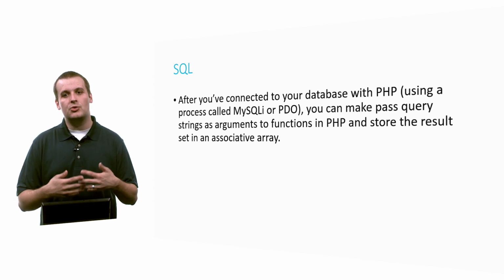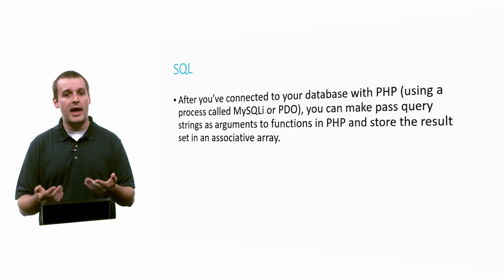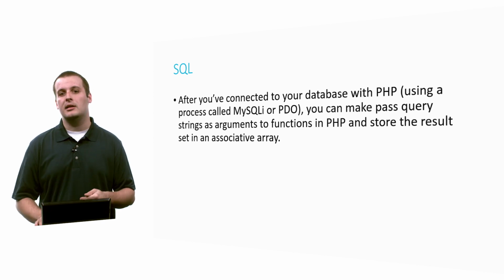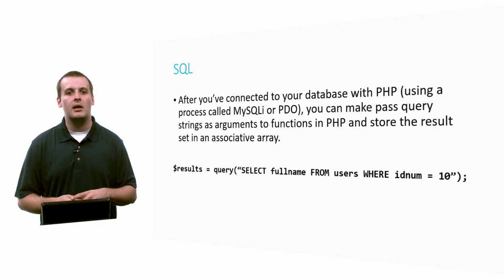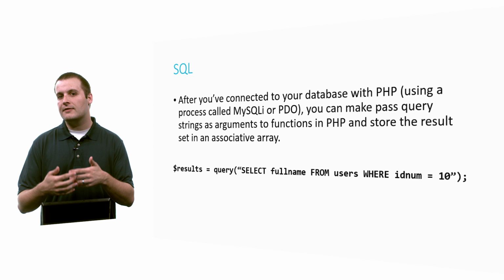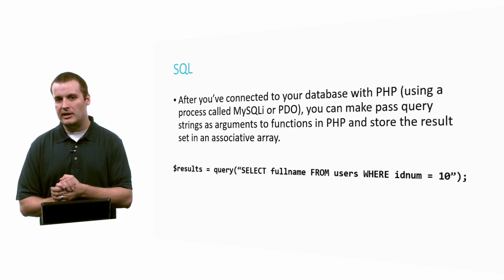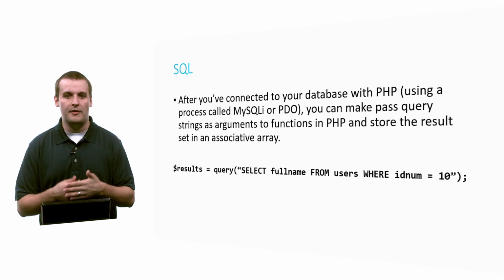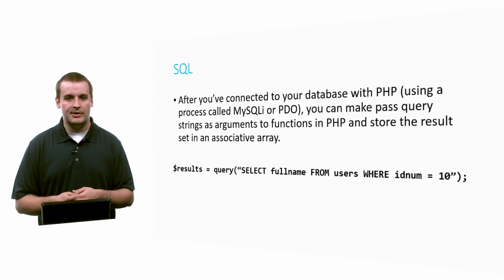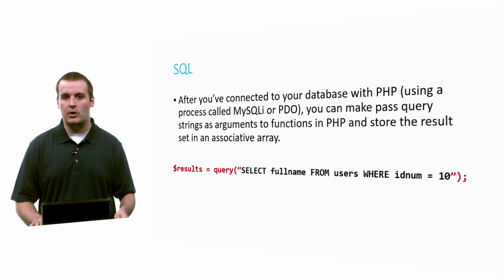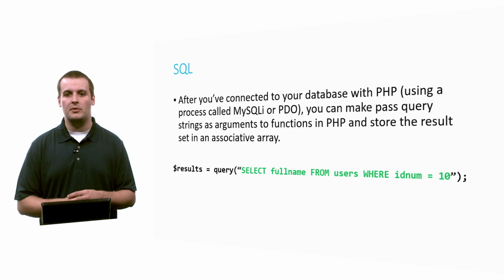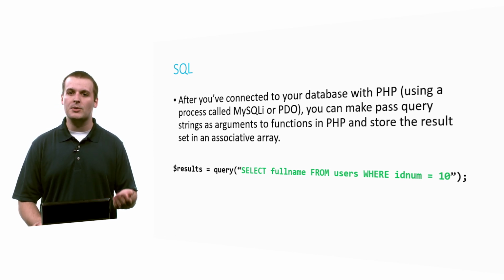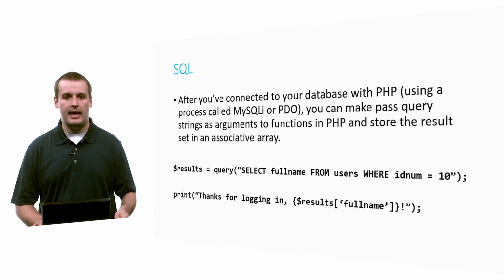And when you do that, you store the result set in an associative array. And we know how to work with associative arrays in PHP. So I might say something like this: $results, this is some PHP, equals query, and then inside of the query function, that argument that I'm passing to query, that looks like SQL. And in fact, that is SQL. That's the query string that I would like to execute on my database. And so in red, this is PHP. This is SQL that I'm integrating into PHP by making it the argument to the query function. I want to select full name from users where ID num equals 10.